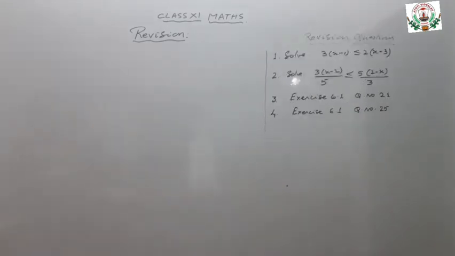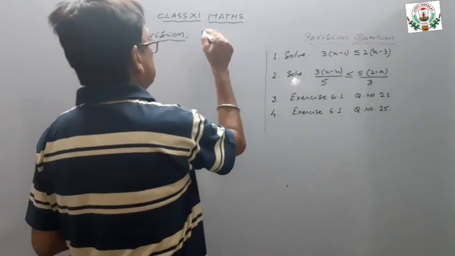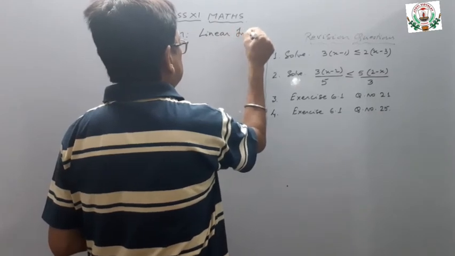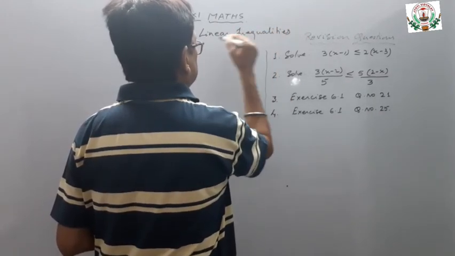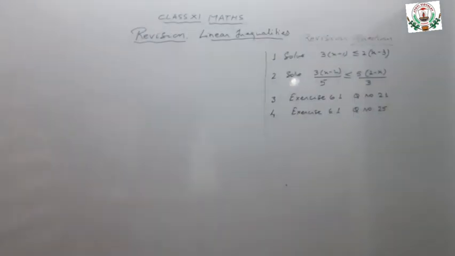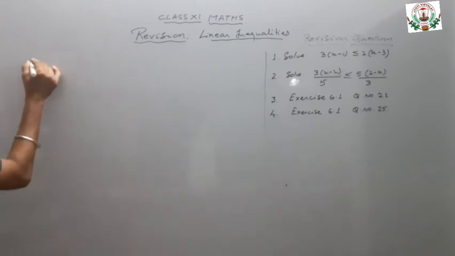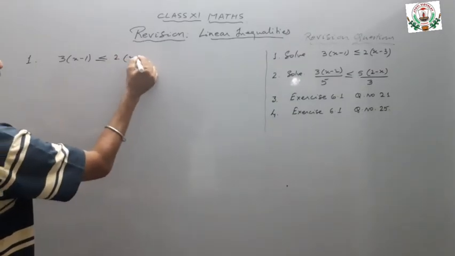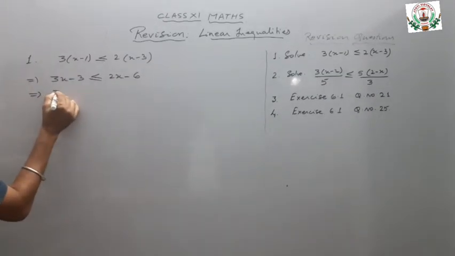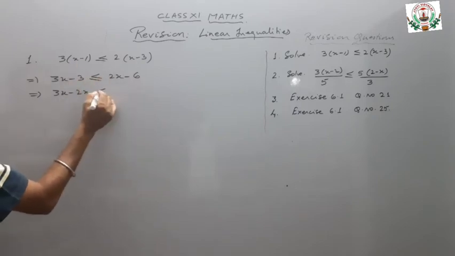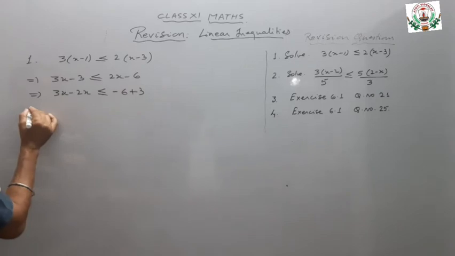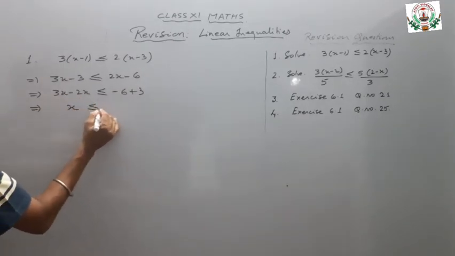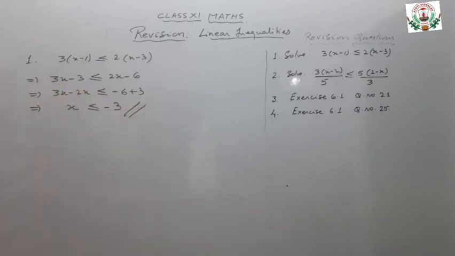Okay, now let's come to a few of the questions revision from the chapter linear inequalities. The first question and second question is for solving the equations. First one, 3 into x minus 1 less than or equals to 2 into x minus 3. First open the bracket, 3x minus 3 less than or equals to 2x minus 6. Transpose the variables, 3x minus 2x less than or equals to minus 6 plus 3. 3x minus 2x will be x less than or equals to minus 3. So that is our solution of the first one.